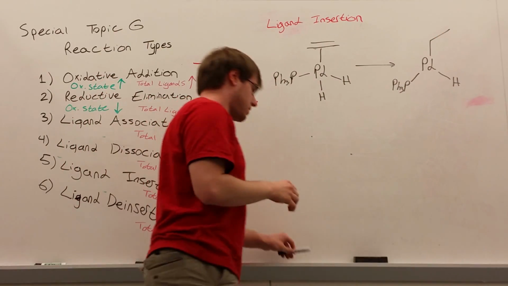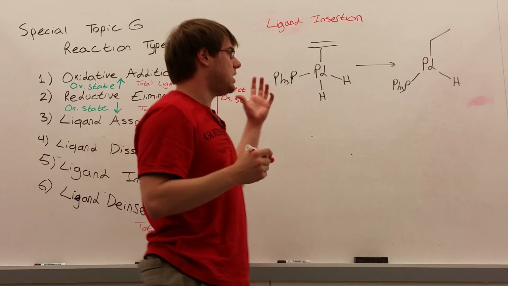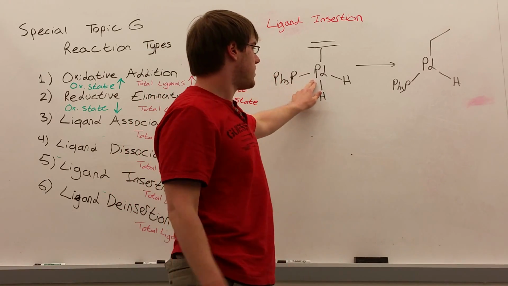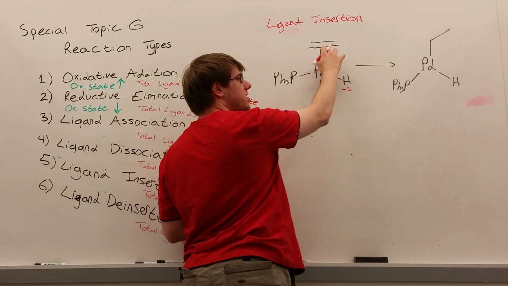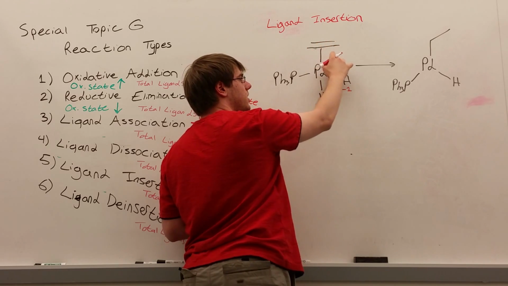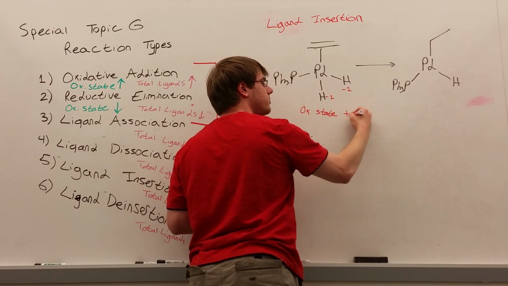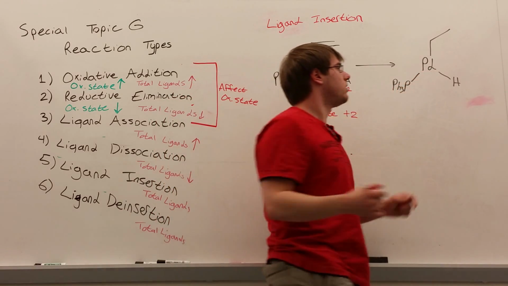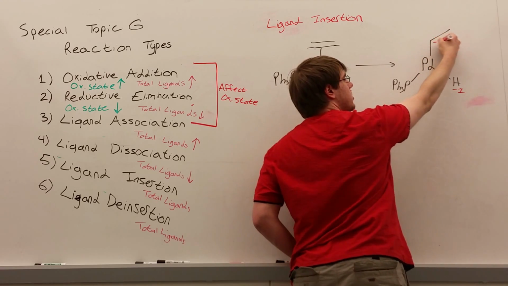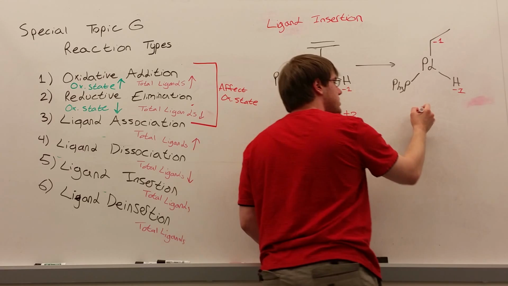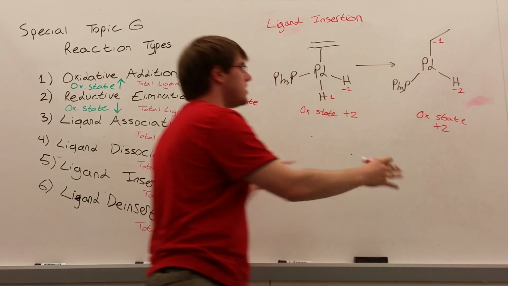So let's start by looking at what happened. Let's start by counting the oxidation state. I have an oxidation state on this metal of, well, each hydrogen contributes -1. This double bond does not affect anything because the carbons are not directly attached to the metal. So I have an oxidation state of +2. This metal has a hydrogen that contributes -1, and now we have a carbon that is directly attached to that metal, so it also contributes -1. The oxidation state is still +2. So the oxidation state didn't change.